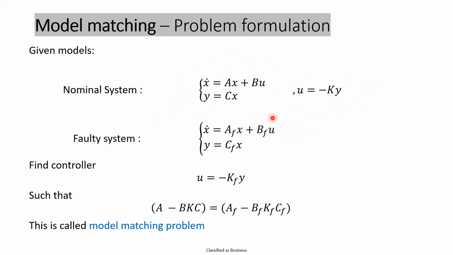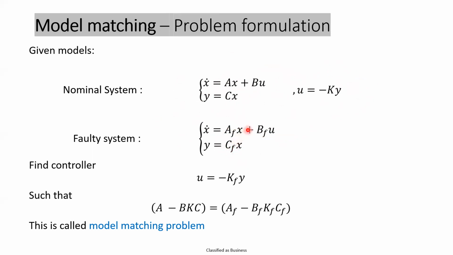So this is the nominal system we have. This is the controller. For now, we assume that the controller is an output feedback, because we are feeding back only the output. And the faulty system is like that. So how can we show the faulty system? Because we have A, B, C matrices, when the fault happens, it changes one of these matrices, or it could change all of them.